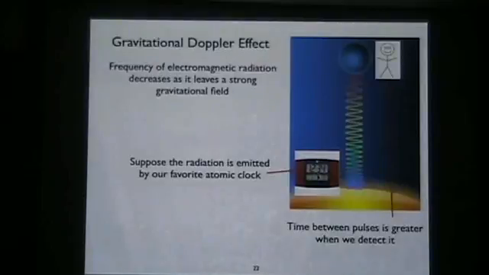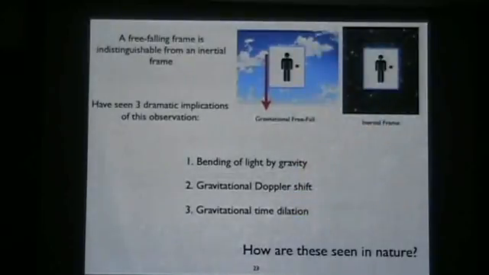So time is actually dilated by a gravitational field. Now that's gravitational time dilation. So this simple idea that Einstein pointed out, the fact that an observer in free fall is indistinguishable from an observer that's just sitting in an inertial reference frame floating in space, leads to three dramatic implications that are all very weird and you wouldn't otherwise expect to come from gravity.